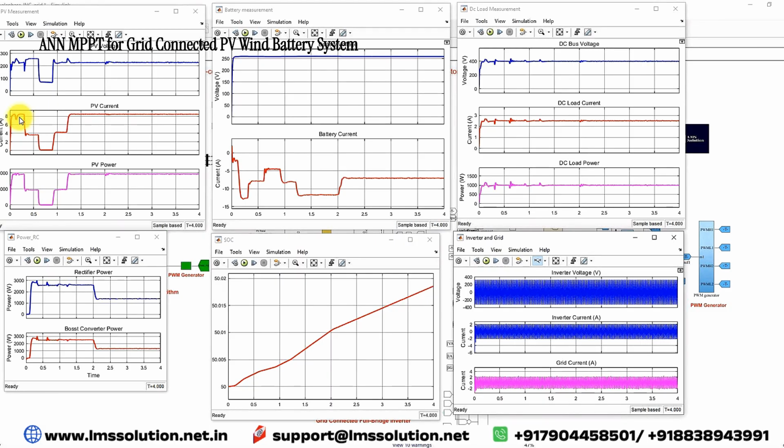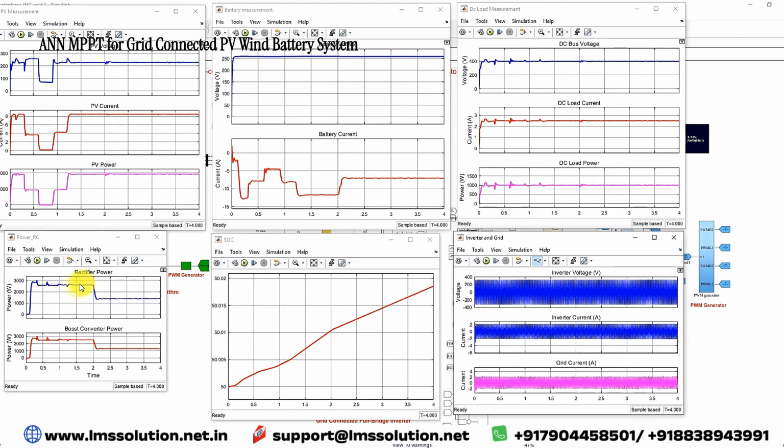You can see the current variation for different irradiation conditions. For 1000 watts per meter square, the current is around 8.2 amps. For 500 watts per meter square it is around 3.8 amps, and for 10 watts per meter square the current is almost 0. This is the variation of PV voltage, which is maintained around 245 or 246 volts. Because of this variation, we can then see the power of the wind energy conversion rectifier and boost converter.